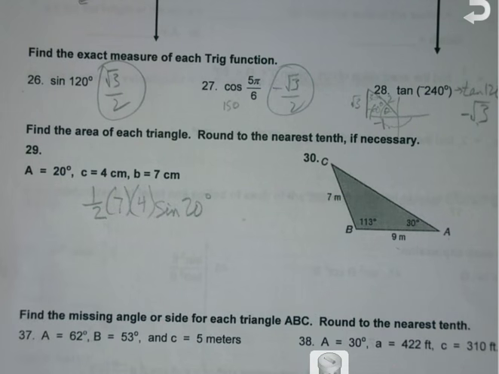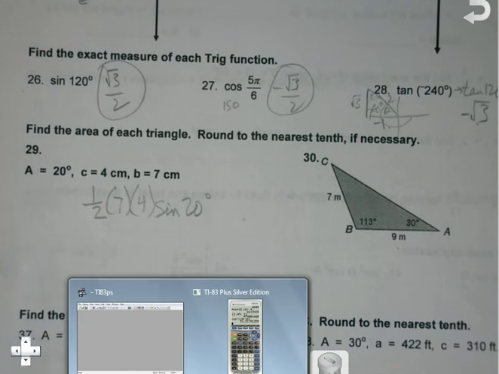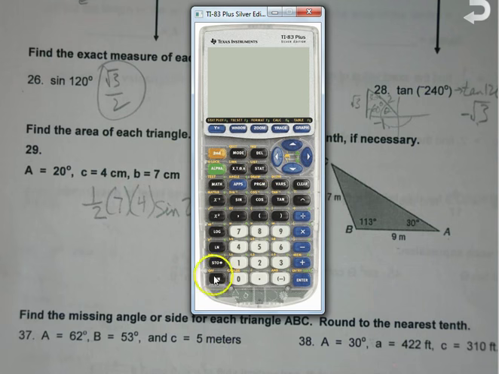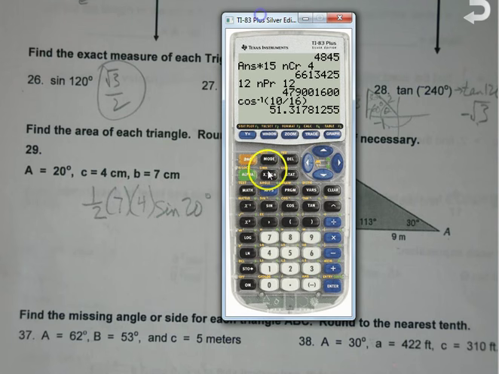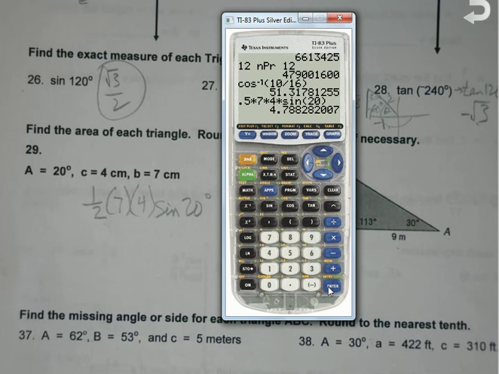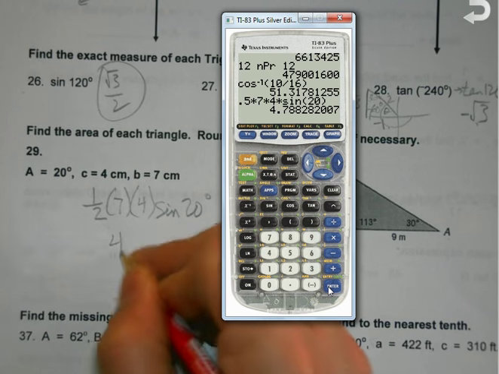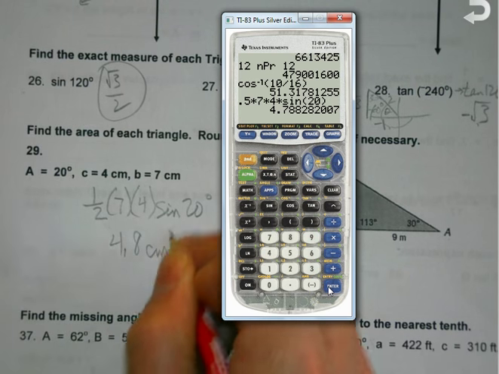Should I be in radians or degrees still at this point? I should still be in degrees, because if I'm not, again, I'm going to get myself into trouble. .8 square centimeters.